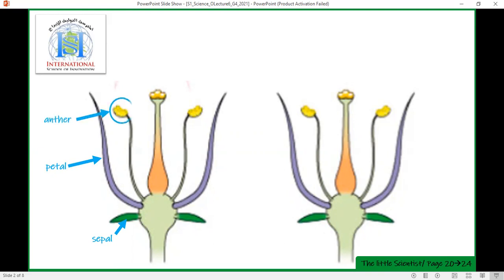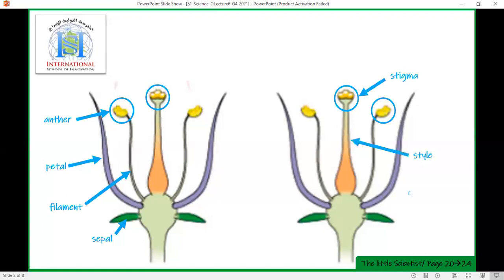Here is the anther, which is the head of the stamen. The job of the anther is to produce pollen grains. And here is the filament. The anther with the filament can make the stamen. Here is the stigma that will receive the pollen grains. Then the style and the ovary that carries the ovules inside. The stigma, the style, and the ovary make the pistil.